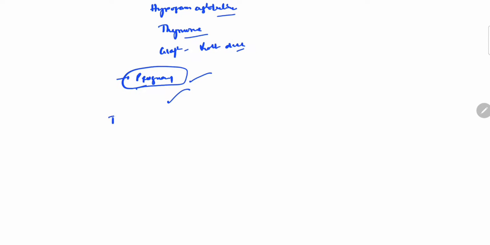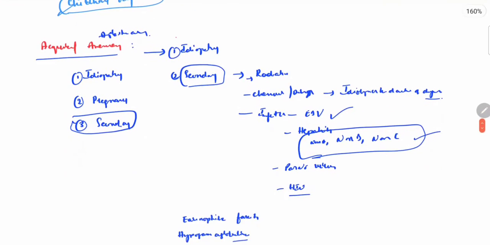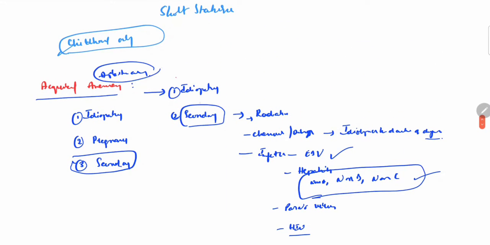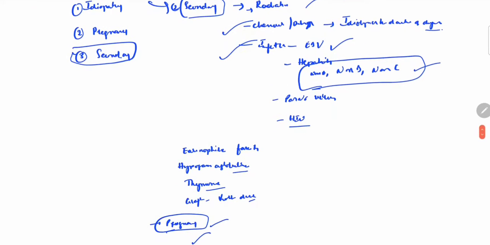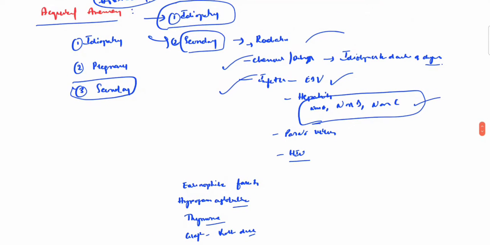pregnancy. So acquired aplastic anemia can be idiopathic or secondary to some radiation, chemicals like drugs, or infections like EBV, parvovirus, hepatitis B. Hepatitis infection can cause aplastic anemia, which is non-A, non-B, non-C virus.